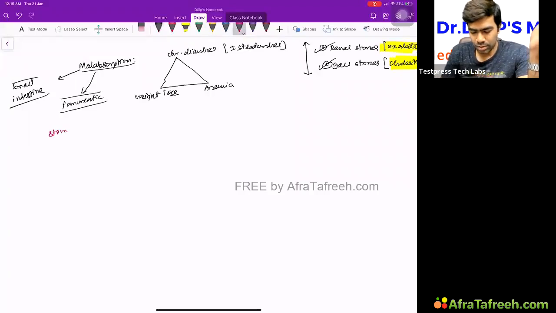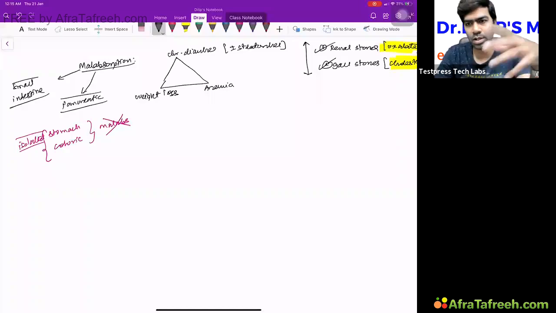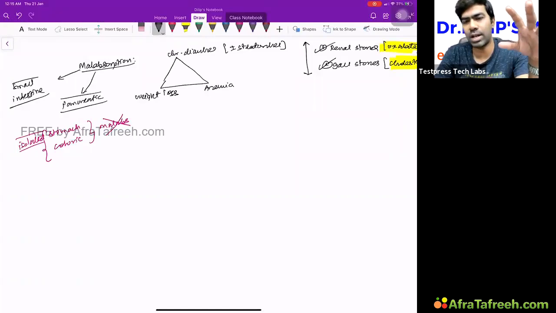Isolated stomach issues or isolated colonic issues, if they are isolated, in the sense that you don't have any other problem, only stomach or only colon, they generally don't cause malabsorption. Malabsorption is very rare in isolated stomach or colonic issues. For example, after gastrectomy, do you develop malabsorption or not? Answer is no. You might develop micronutrient deficiency, that is different, but you don't develop typical malabsorption syndrome. And in isolated colonic pathology, you don't develop malabsorption. For example, after a colectomy, do you develop malabsorption or not? Answer is no. Or in a patient with ulcerative colitis, do you develop malabsorption or not? Answer is no.